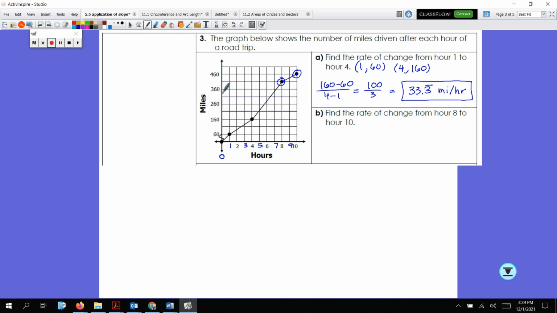Well, if you look here, this is 360. This is 460. That's 100 between them. Half of 100 is 50, so if I add 50 to 360, that makes this 410. We need that. Okay, so now my first ordered pair is (8, 410), and my second ordered pair is (10, 460).